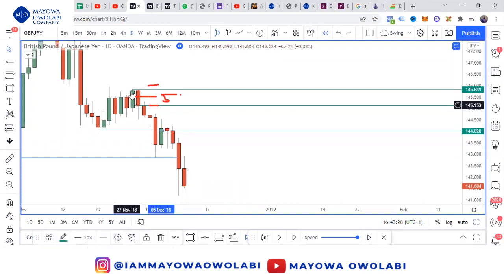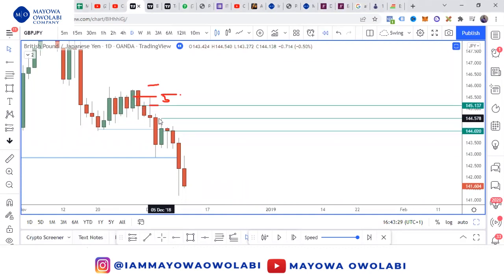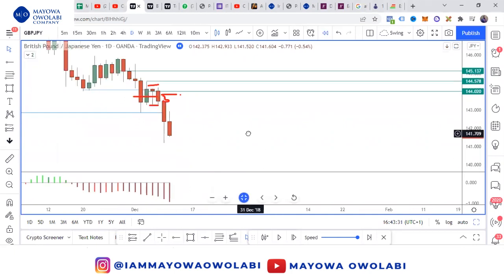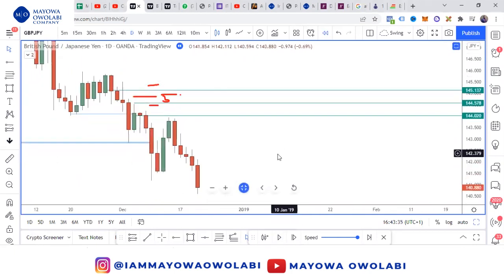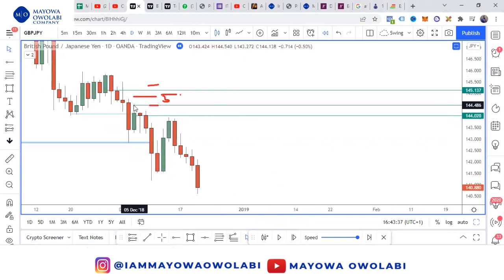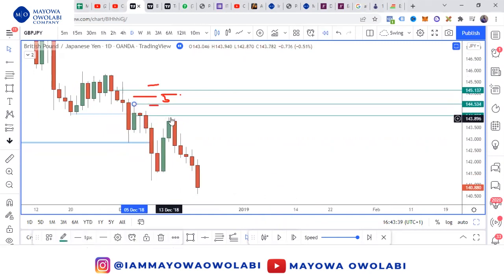So here you have another rally-base-drop. This becomes another sell zone. So we play it out again. Good. So the market came into that zone, but this time around, it didn't touch it. So because it didn't touch it, some of us might not have picked this trade.